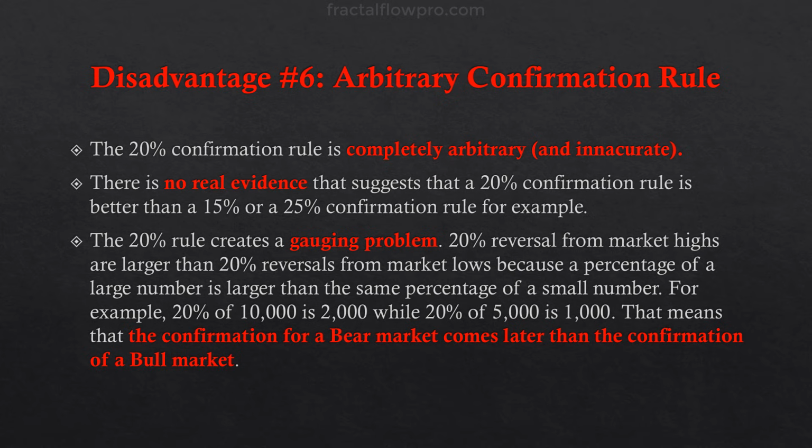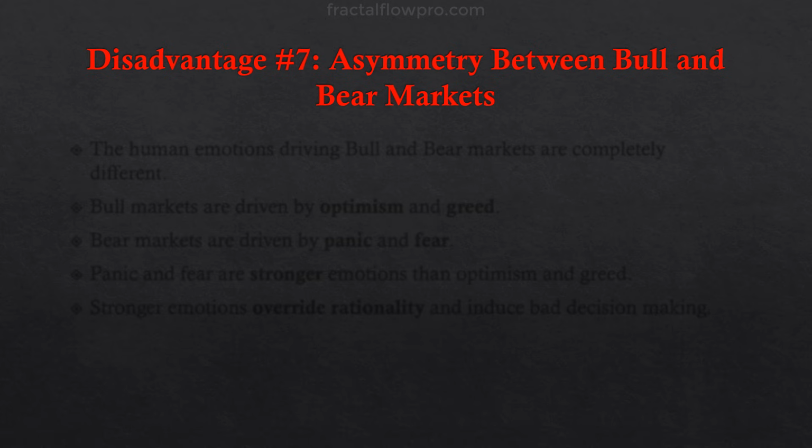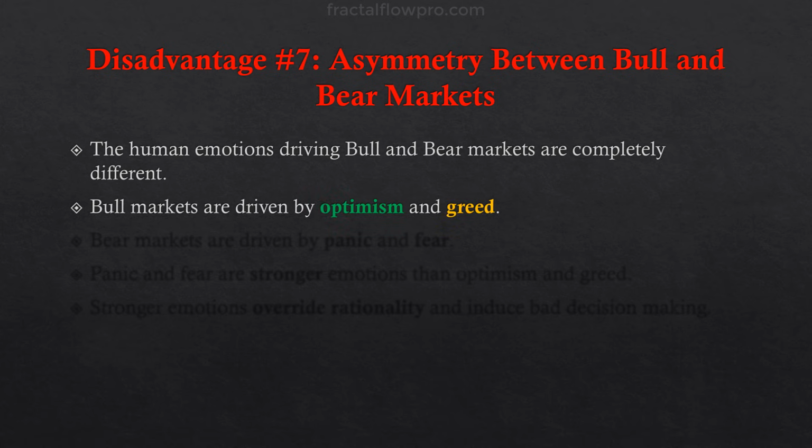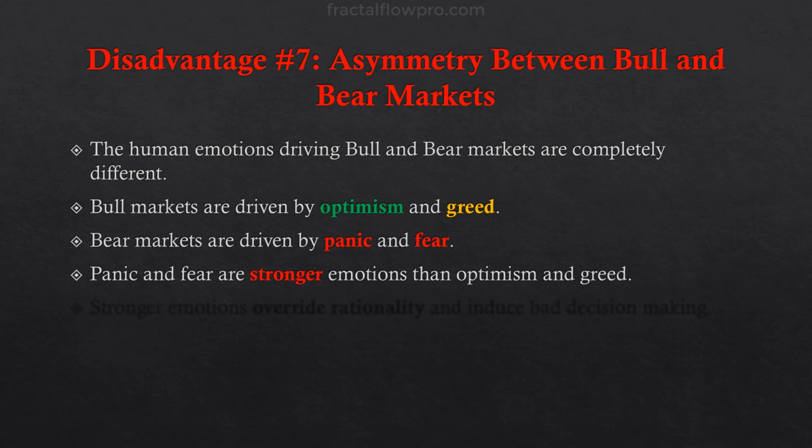This leads us to another problem of the Dow Theory. There is an asymmetry between bull and bear markets. This asymmetry makes the Dow Theory much easier to apply in bull markets rather than bear markets. That happens because the human emotions driving bull and bear markets are vastly different, and that creates distinct statistical properties for bull and bear markets. In a bull market, you encounter emotions like optimism about how much further stocks will rise and greed in the final stages of excessive speculation. In a bear market, you will find emotions like fear and panic in the more volatile phases. The issue is that fear and panic are stronger emotions than optimism and greed.